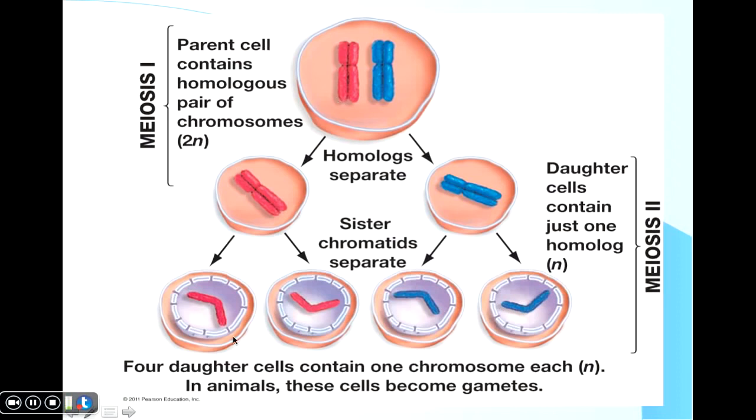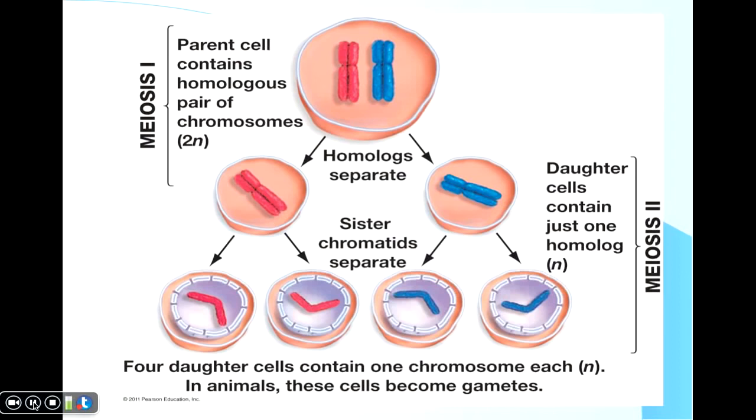So if we start with a diploid cell, the products of meiosis result in 4 haploid cells. Haploid because notice there's just one of each chromosome found within each cell. Also, I should point out that these 4 cells are genetically different from each other and from the cell that we start with. And again, we'll see how that occurs in just a bit.